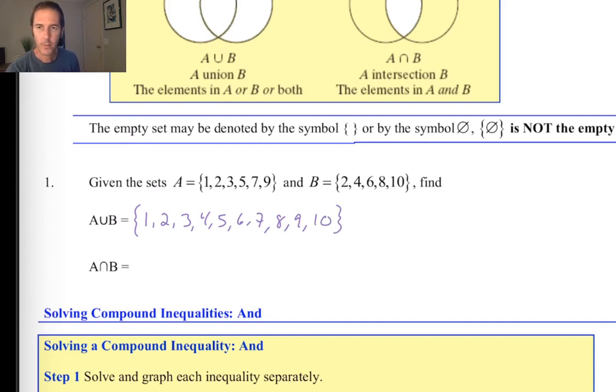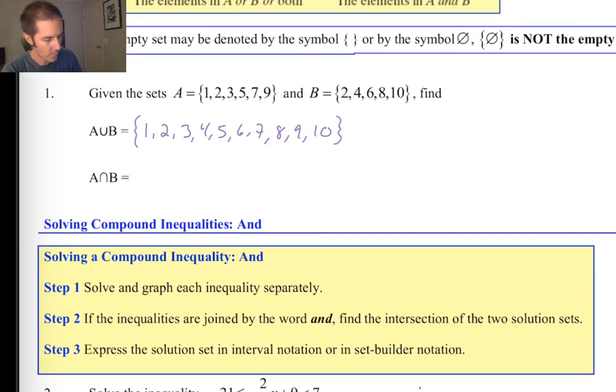The second part of this question wants the intersection, so I'm only concerned with what these two sets have in common. So let's get our set braces here, and they don't both contain a 1. They do have a 2 in common. Do they both have a 3? No. 4? No. 5? No. 6? No. 7? No. 8? No. 9? No. 10? No. 2 is the only number that they have in common. So the intersection of these two sets only contains the element 2.